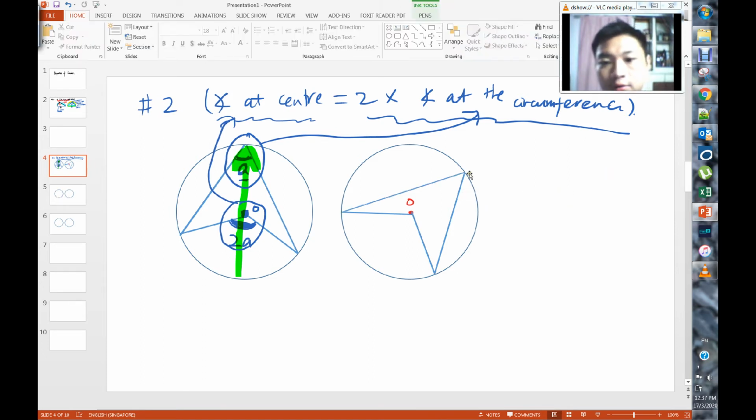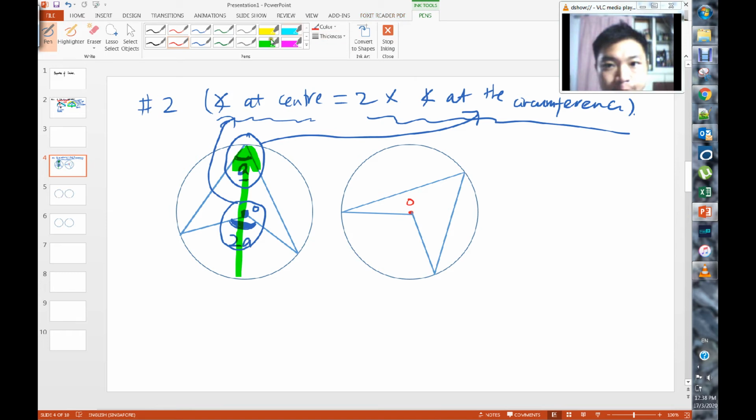Okay, good. So once again, the first thing we need to do is identify the angle at the center. This time, let me choose this as my angle at the center. If this is the angle at the center, then I should look up from this angle.